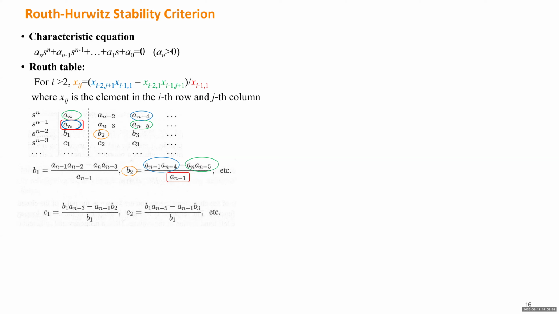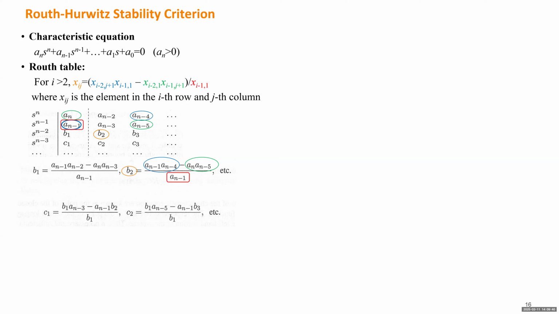The first two rows are very simple. You start from a_n. This is the first one, and it goes in the top left corner as the first number. Then the next one will be the third one, starting from the highest order, which means this is a_n, then a_(n-2) and a_(n-4). The next ones go in the second row: a_(n-1), a_(n-3), a_(n-5). Depending on the order of the equation, you will have these two rows already there.